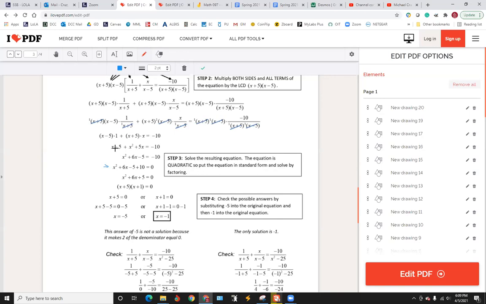Combine the like terms, so that's x and 5x is 6x, and then bring the negative 5 up front. Then add 10, and you got plus 5. So x squared plus 6x plus 5 equal to 0. Now we gotta just factor this. It's the only way to solve it, because this is a quadratic.